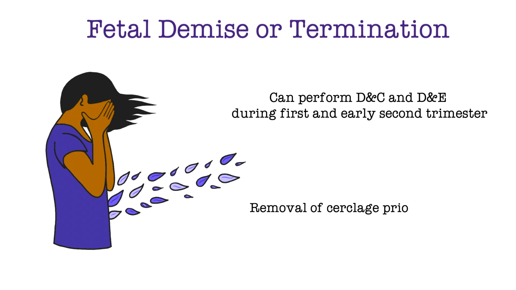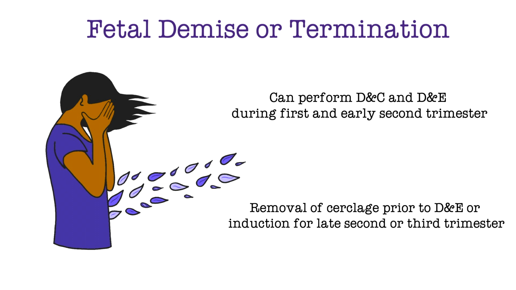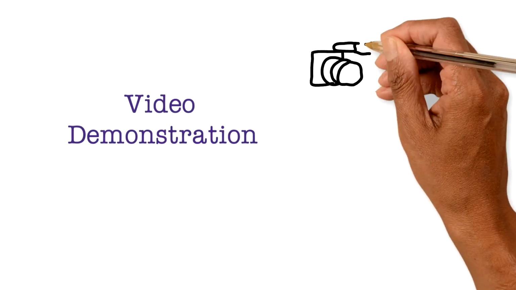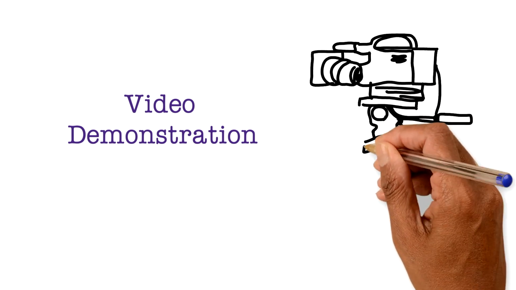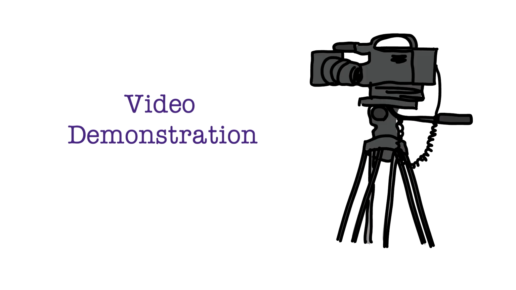If late second trimester or third trimester demise, the cerclage needs to be removed laparoscopically prior to a D&E or an induction of labor. It is not recommended to perform a laparotomy and a hysterotomy to remove the fetus in order to leave the cerclage intact. Providers can always contact those with more family planning experience to assist. Now that we've reviewed the pertinent information of abdominal cerclage, we'll watch the placement of a cerclage in a robotic-assisted laparoscopic case.